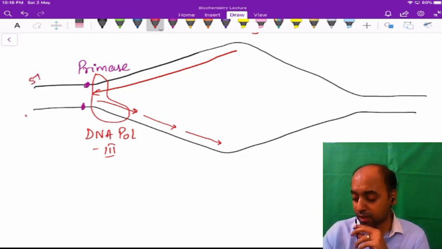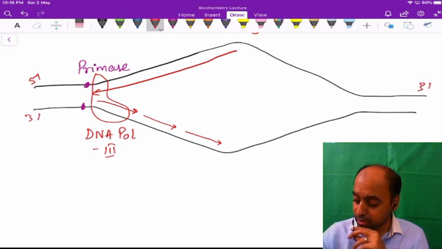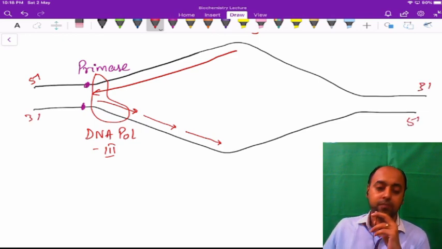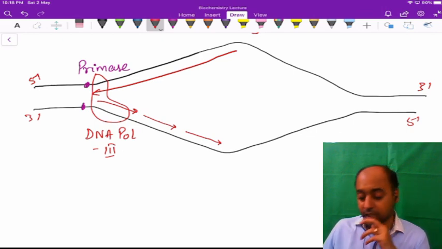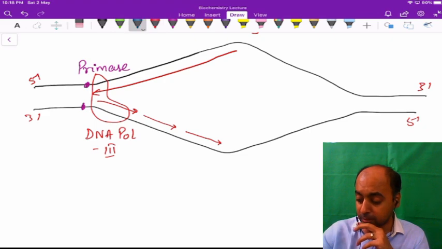Remember, this was 5 dash to 3 dash, 5 dash to 3 dash. Also recall that synthesis of new nucleic acid will always occur in the 5 dash to 3 dash direction, meaning this would be the 5 dash end and 3 dash end. This would be the 5 dash end, 3 dash end, 5 dash end, 3 dash end, 5 dash end, and 3 dash end.